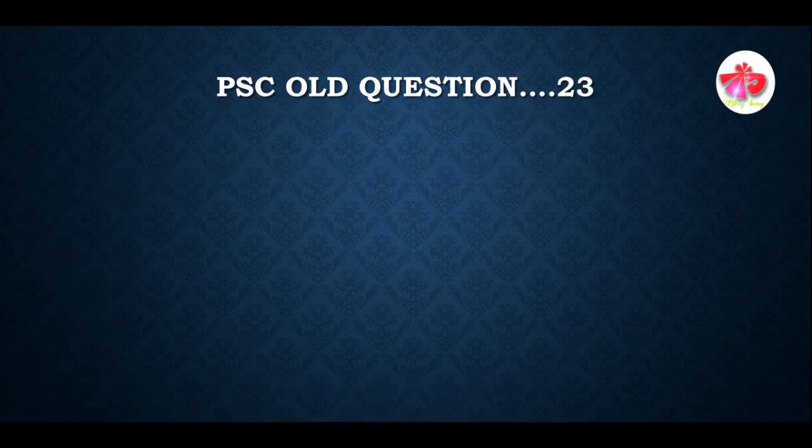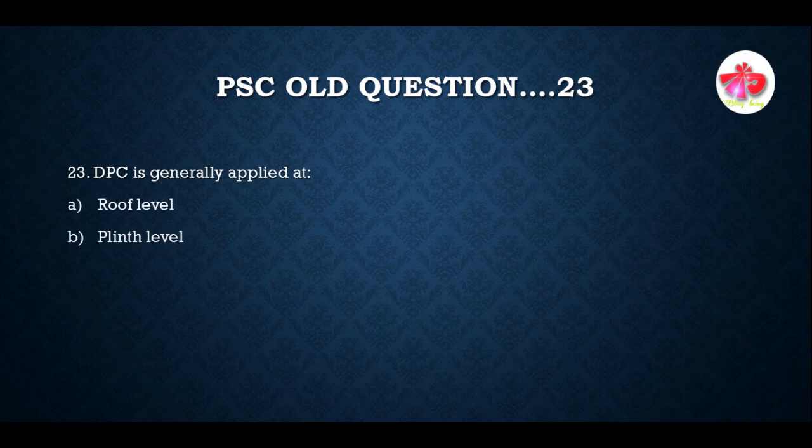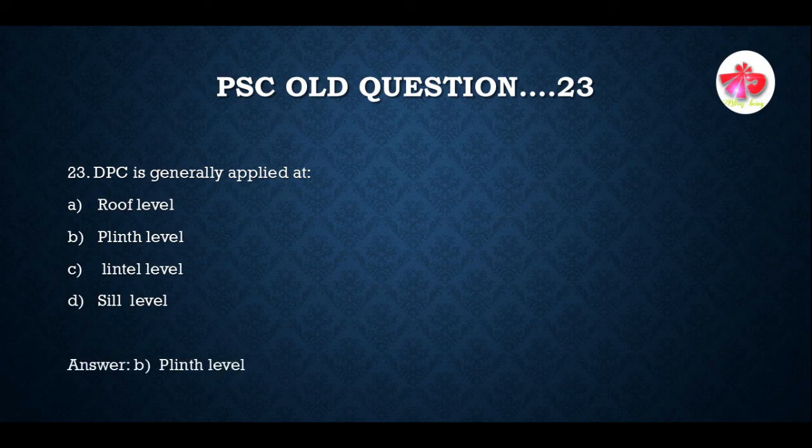Now let us move to question number 23. DPC is generally applied at, option A is roof level, option B is plinth level, option C is lintel level, and option D is the sill level. So friend, DPC, that is damp proof course, is always applied at option B, that is plinth level, isn't it? This helps to reduce the moisture that is traveling to the ground level.